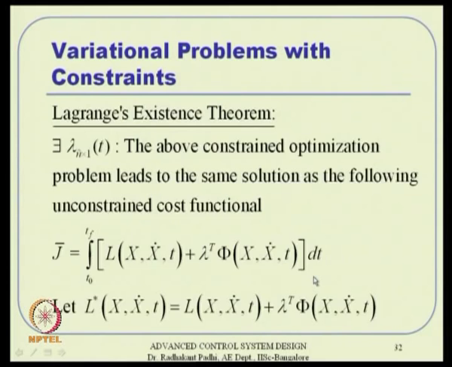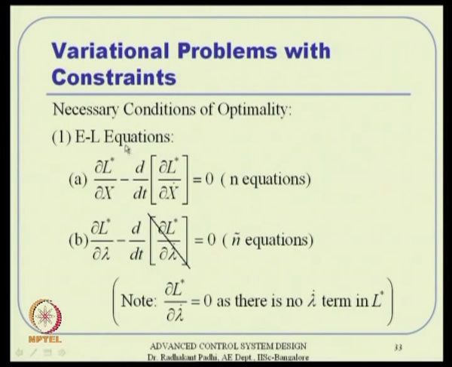Now, obviously the necessary conditions of optimality we have to apply twice, once with respect to x and once with respect to lambda. This will give us the n equations, and this will give us the n tilde equations, and this will certainly contain the same constraint equation that we started with. We will see that in a second actually.